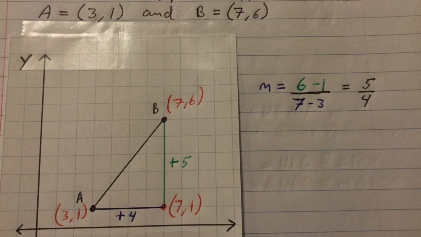It's worth noting that if you did 6 minus 1 or 1 minus 6, the order doesn't matter, just so long as you keep yourself organized. And by that I mean, if you do 1 minus 6, then you also have to do 3 minus 7, because you're taking coordinates from point A, subtracting coordinates from point B. So the order doesn't matter, you get the same slope.